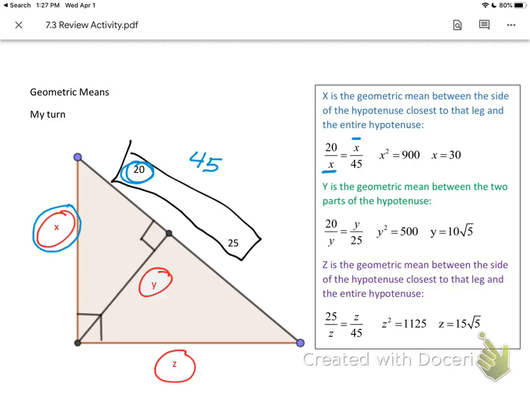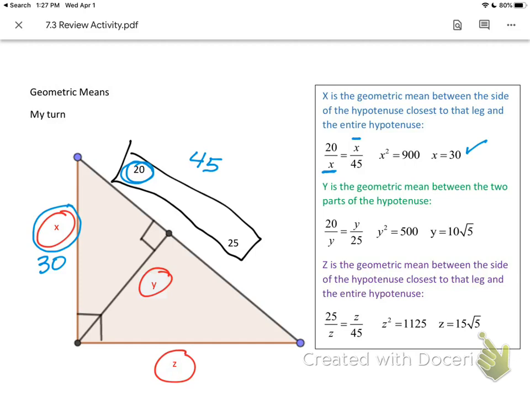You will get x squared equals 900. Take the square root. That will be 30, and you have identified the geometric mean, and you found the length of that side of the original big triangle. So let's move on to the y.